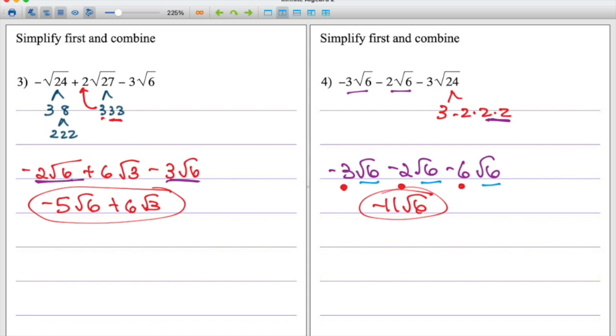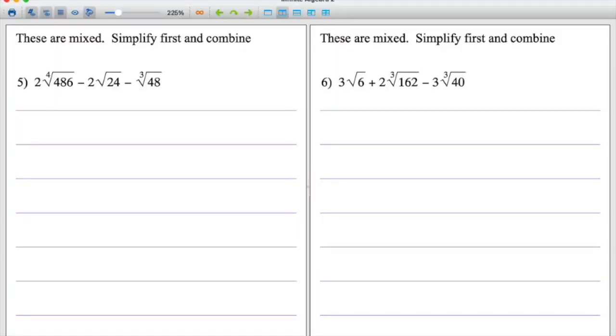Let's do some more examples. Let's do number 5. Now these are all mixed up, or mixed together. What I mean by mixed is I have some radical 4s now, radical 3s, and radical 2s. So you have square roots, cube roots, and fourth roots. And so we're going to have to make sure we do those with like terms. So let's break this one down.